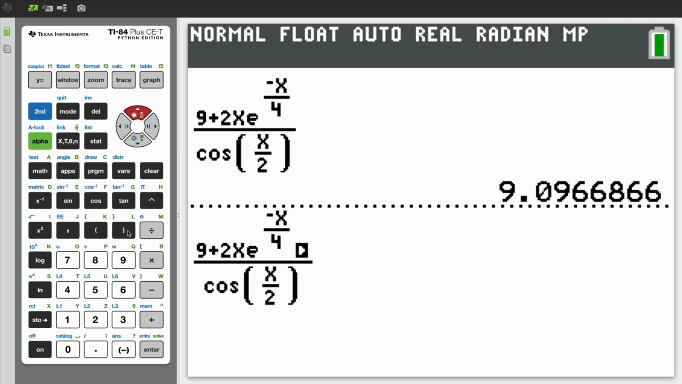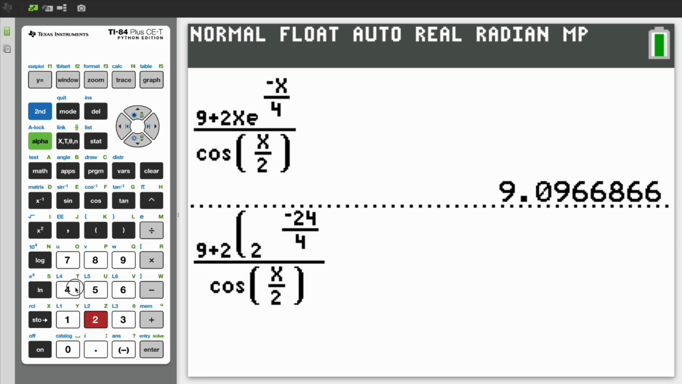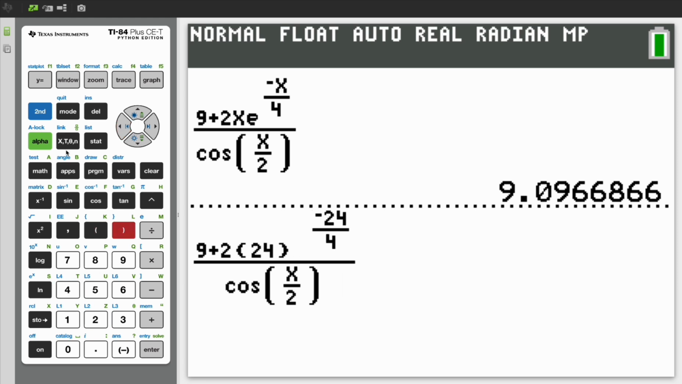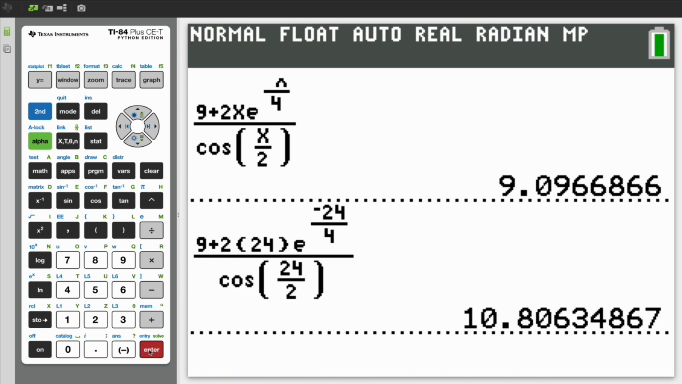Now I'm going to be taking it by pressing on enter. I'm going to be replacing each x with 24. So I'll also go here and replace it with 24. And then I'm going to be having here e the power. Okay, I'm gonna replace also the x here with 24. Let's see how much that is. Click on enter. So my least value is gonna be 10.806. This is gonna be the value of f of 24.